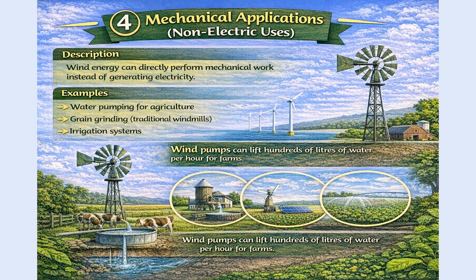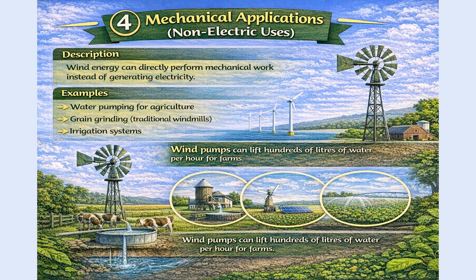Another major application is water pumping for agriculture. Wind pumps, the classic multi-blade steel windmills you see on farms, can lift hundreds of liters of water per hour from underground aquifers to the surface, providing water for livestock and irrigation. These mechanical systems are simple, durable, require almost no maintenance, and work completely off-grid.